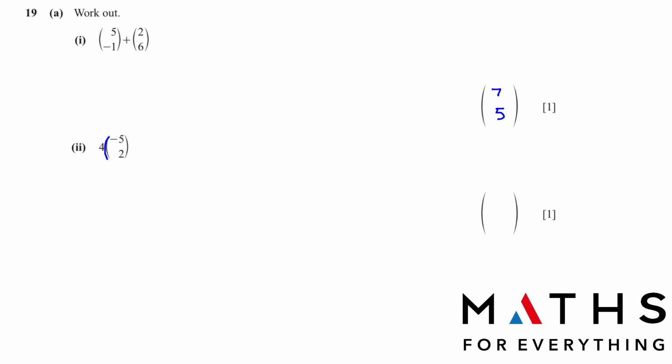And the bracket here means we multiply. So 4 multiplied by 5, negative 5 will give us negative 20. And 4 multiplied by 2, 8.